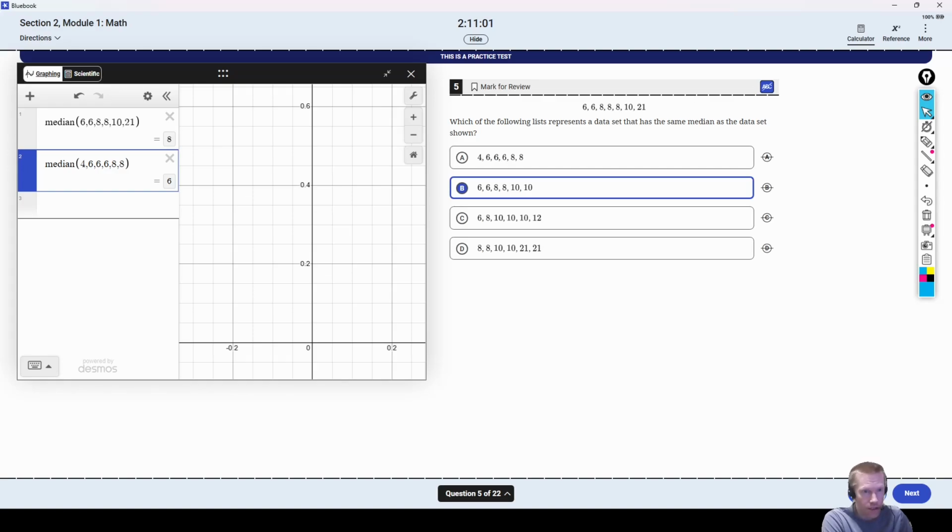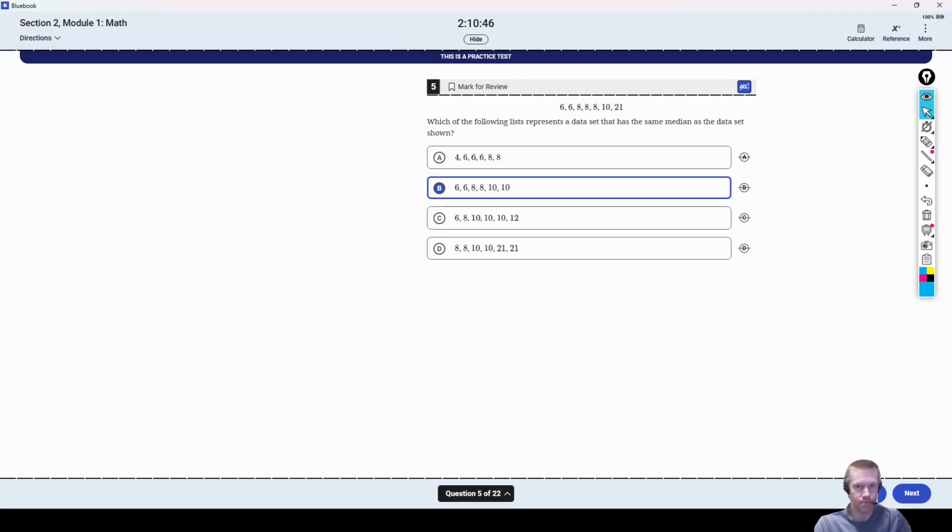Now for B, it is going to be 6, 6, 8, 8, 10, 10. Okay, so notice we get the same median here. So that just confirms the correct answer is letter B. This is an alternate way you could solve this problem.